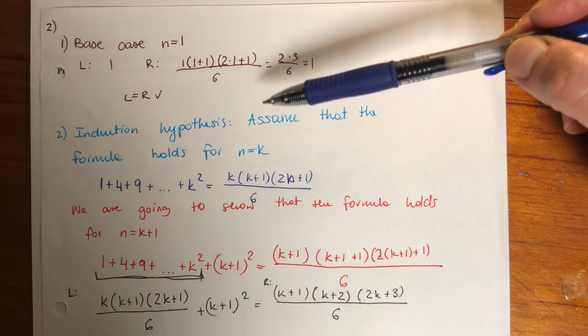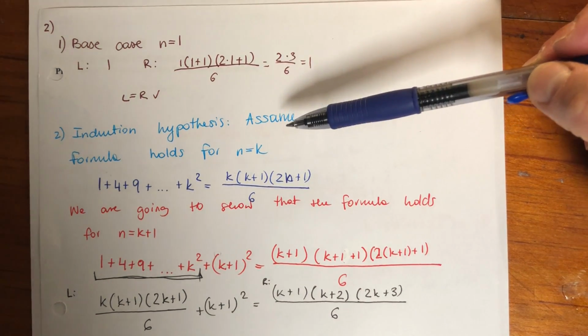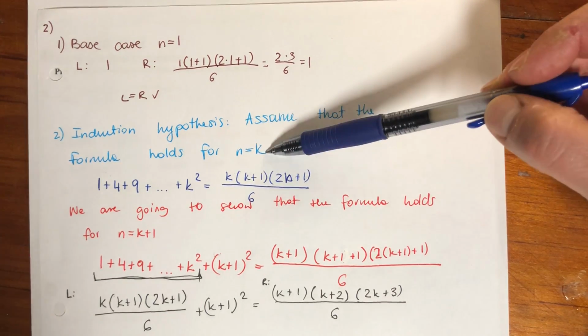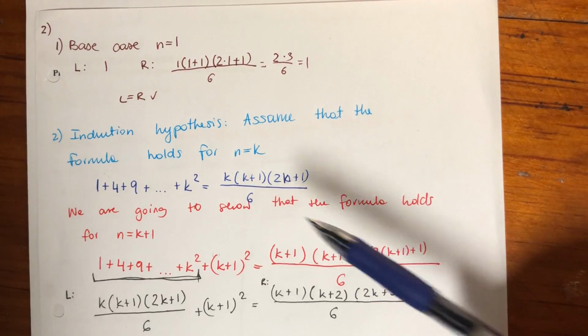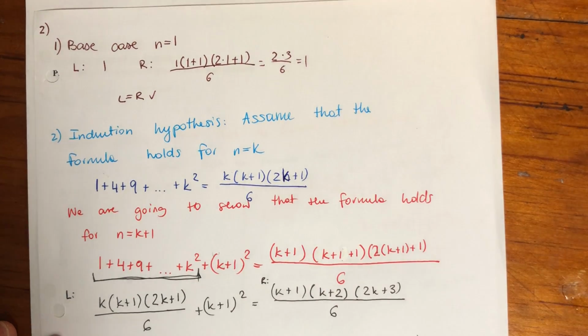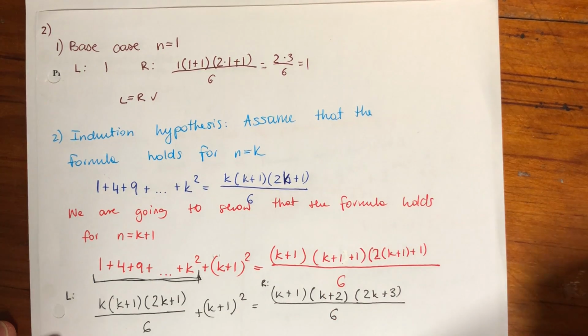And then you do the second step, which is your induction hypothesis. So you're assuming that the formula holds for n equals k. Take the k, plug in everywhere in place of n. And then we are going to show that the formula holds for the next term.